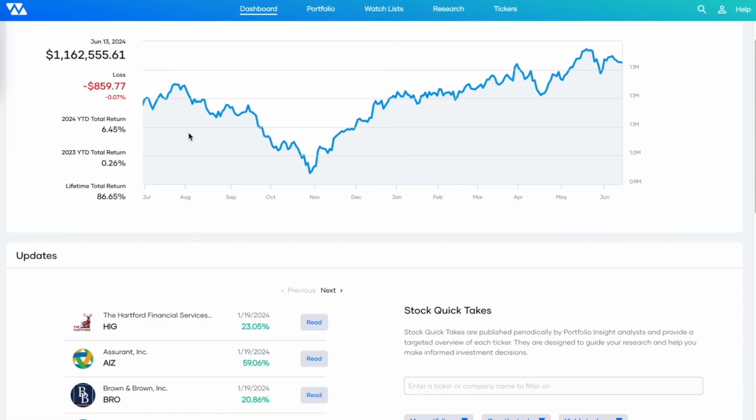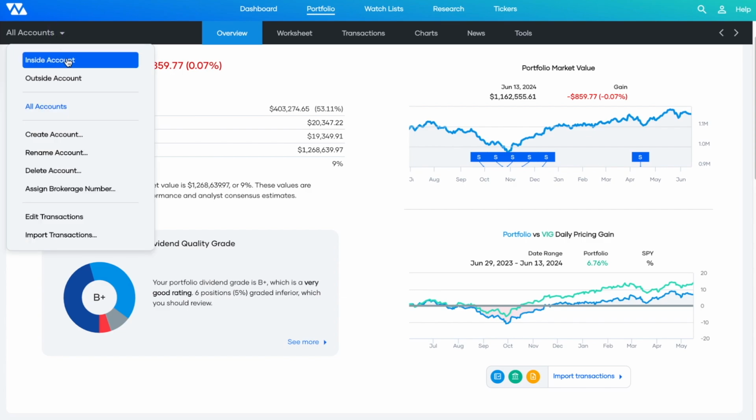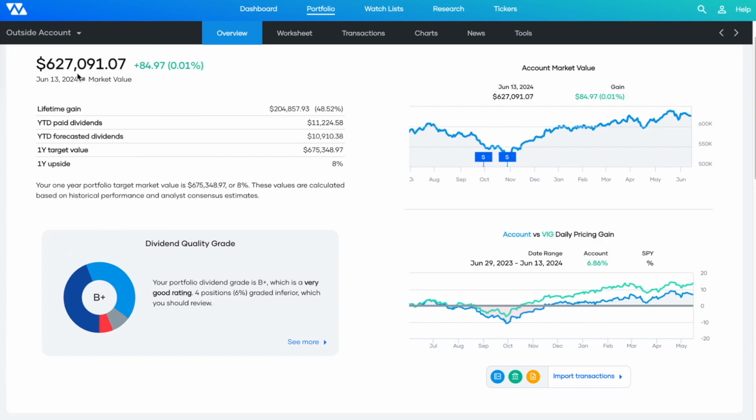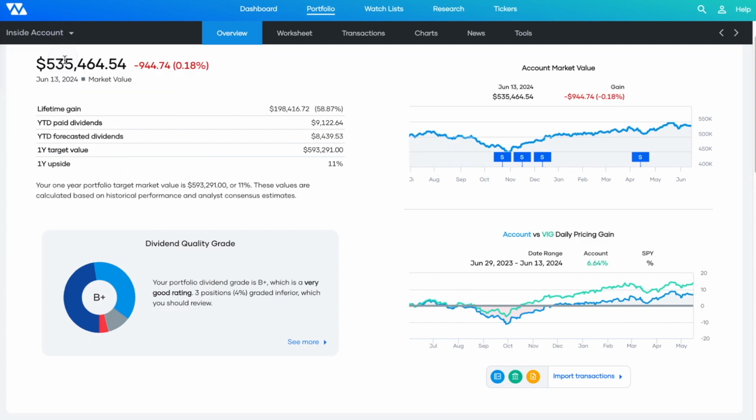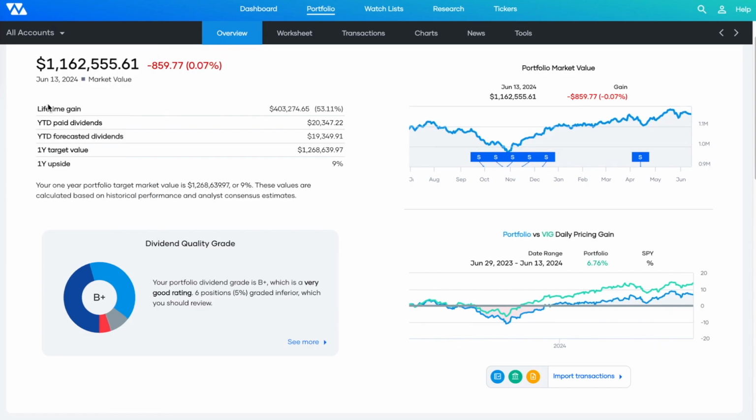You can access the new performance features by selecting Portfolio, Overview. I'm using Portfolio Insight's sample portfolio with 2 accounts, an inside account and an outside account. You can view these individually or all the accounts in your portfolio in aggregate by selecting All Accounts.